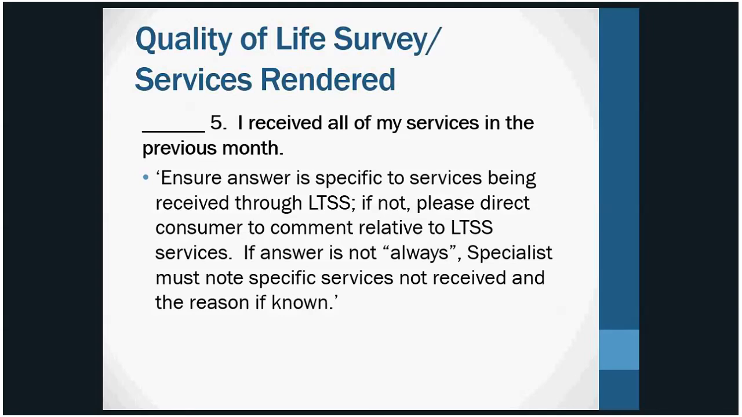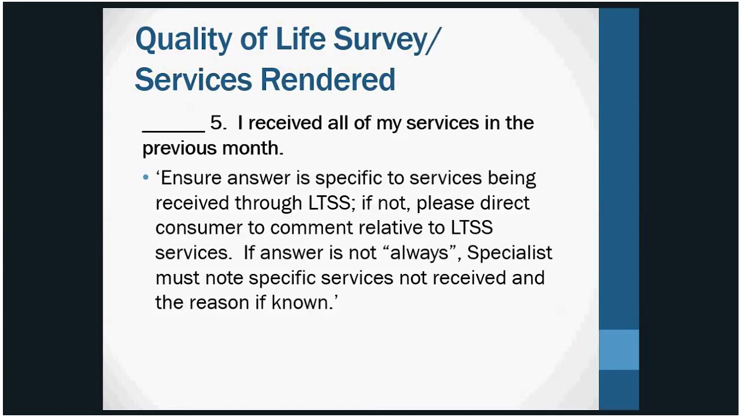So what you'll see when you come upon this question within the survey is if you hover over it, you'll have this little reminder that you need to ensure the answer is specific to services being provided through LTSS. If not, please direct the consumer to comment relative to LTSS services. If the answer is not always, the specialist must note specific services not received and the reason if known.